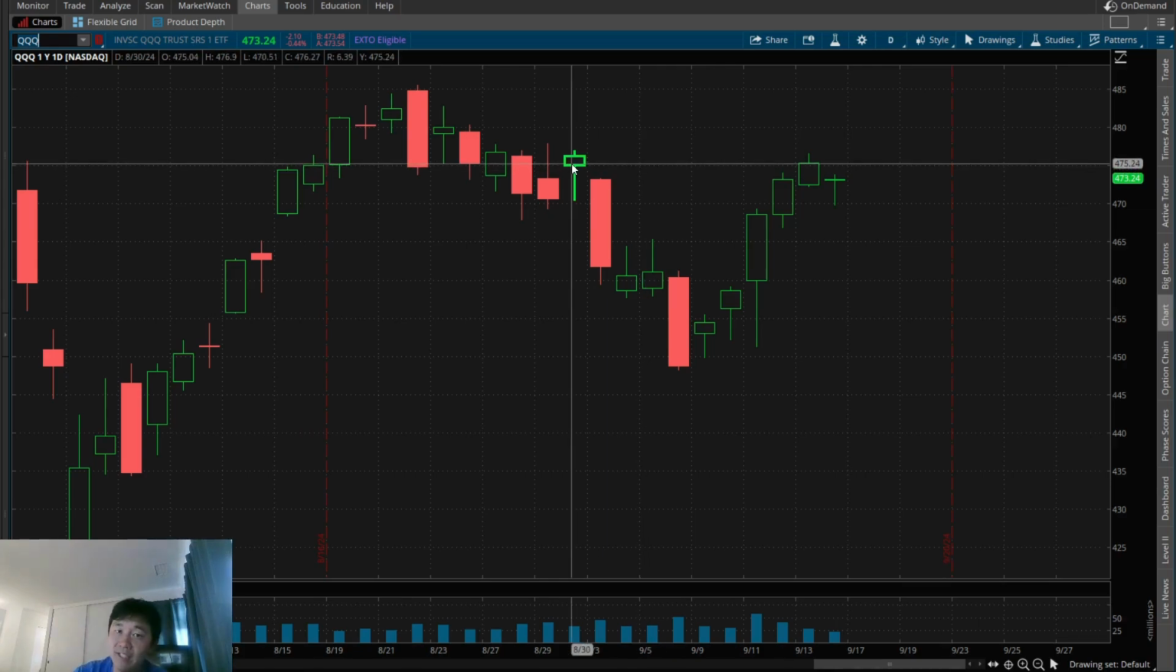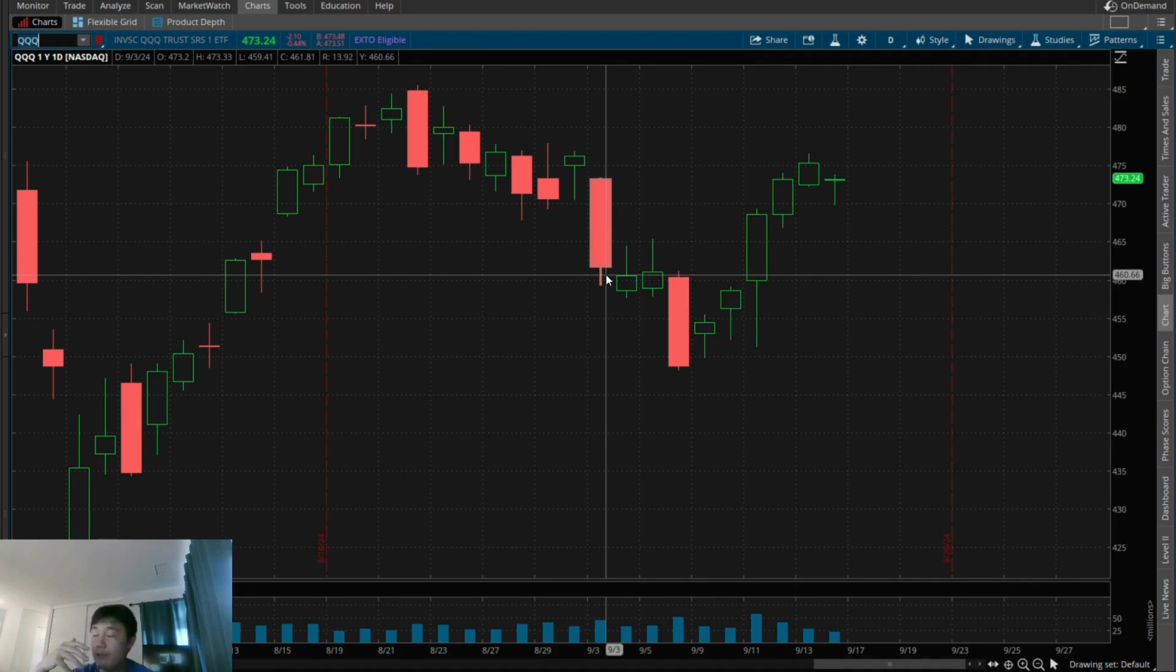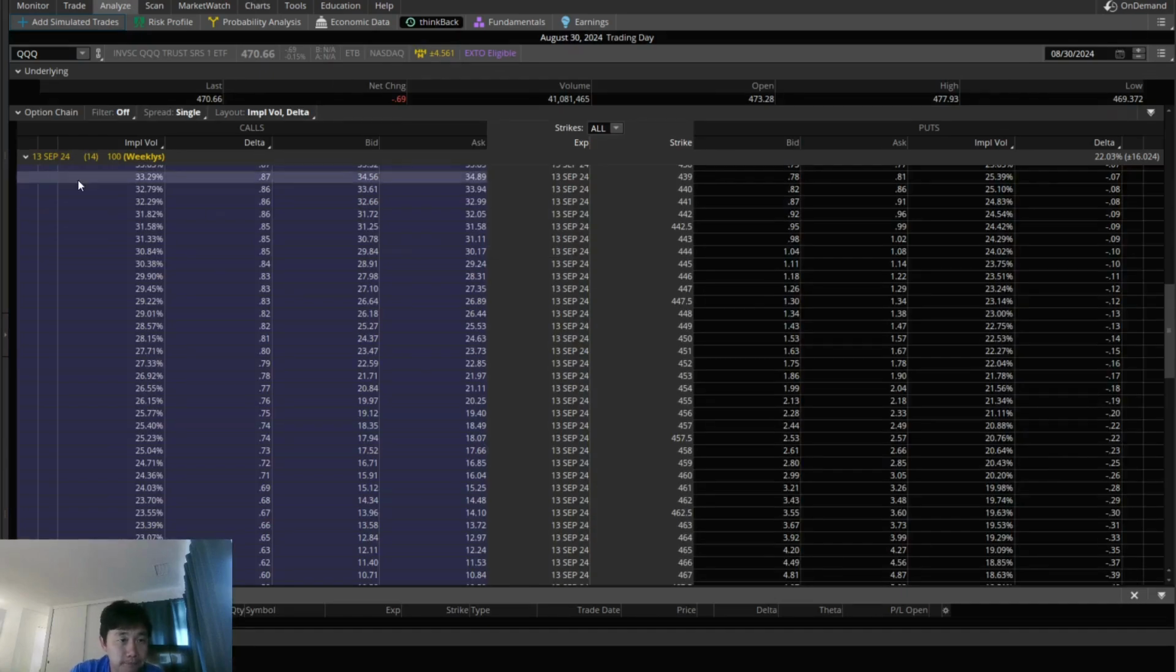So let's talk about the price action. The next day, this is a 3% down day, so the market went hard against the short strikes, not against the position, but against the short strike. So let's take a look at what happened the day afterwards and the pricing for that. So let's go to September 3rd.